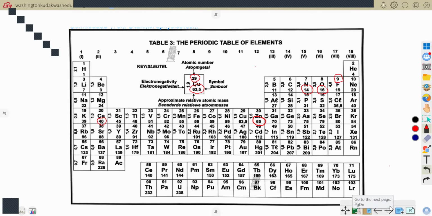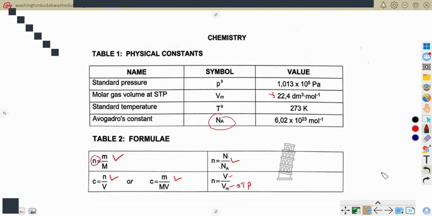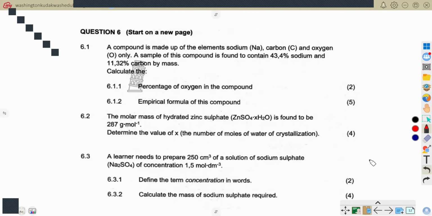So this is the periodic table that we use, and these are the formulations and the physical constants. Now let's do question number 6. 6.1 says a compound is made up of the elements sodium, carbon, and oxygen only. A sample of this compound is found to contain 43.4% sodium, 11.32% carbon by mass. Calculate the percentage of oxygen in the compound.